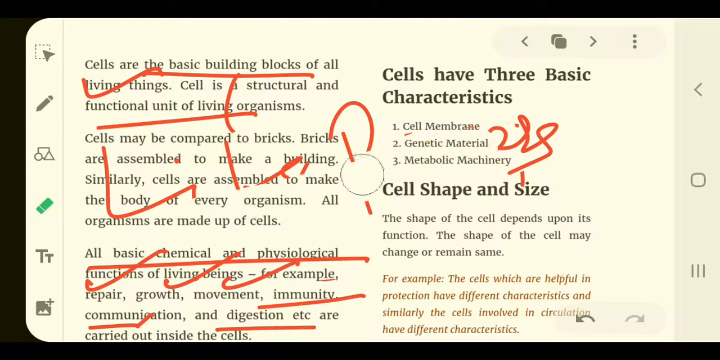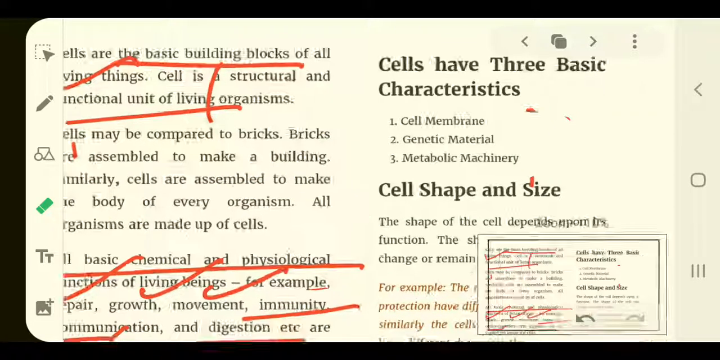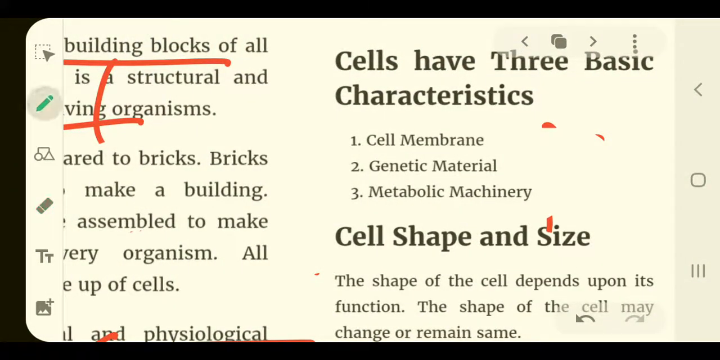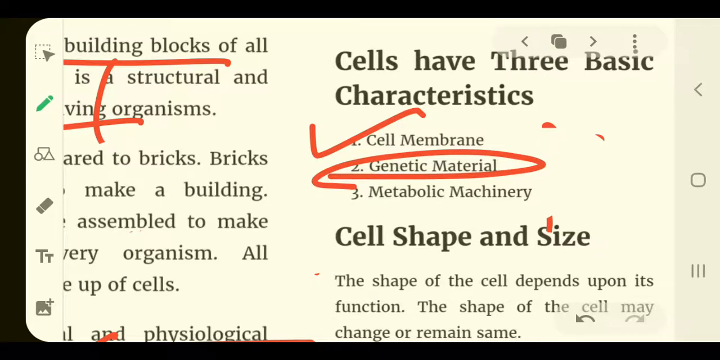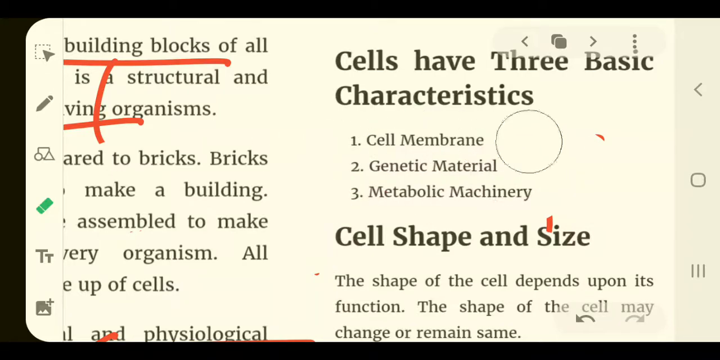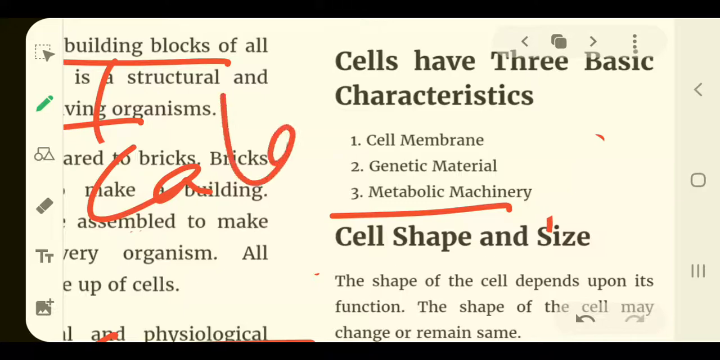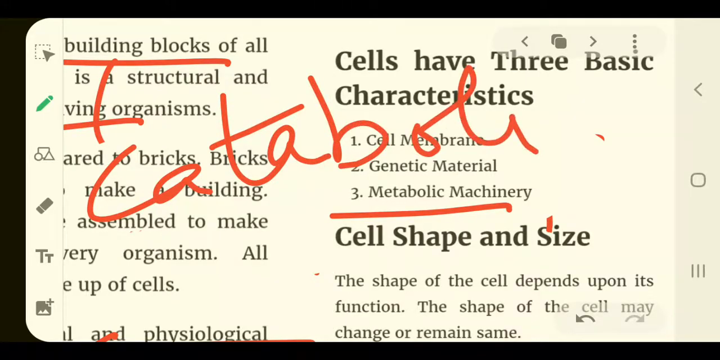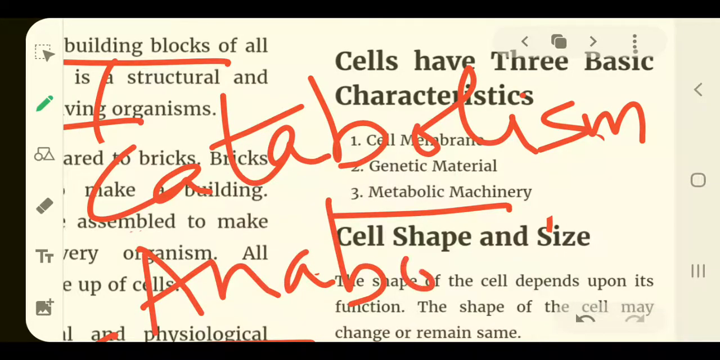Then basically we have the three basic characteristics of a cell. That is, it has a cell membrane, then there is genetic material that we will read in detail, and then all the metabolic machinery. Metabolic means the sum total of activities going on inside the cell. So write it down. Metabolism is of two types. One is called catabolism and the other is called anabolism. These are new terms for you.